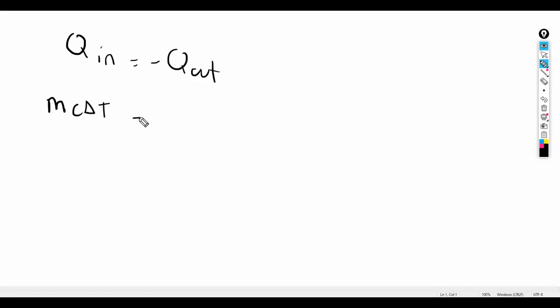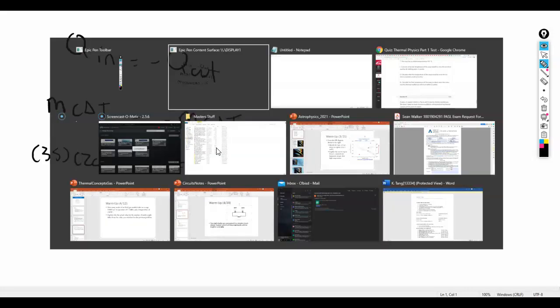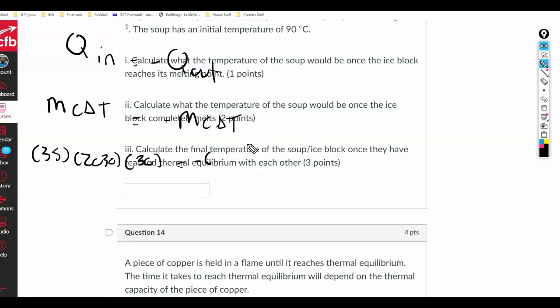And what happens to the soup is also just a simple temperature change. So we have 35 times 2030 times, let's see, it started at negative 30 degrees Celsius and its melting point is 0 degrees, so that delta T would be 30. And then on the right side, we have the soup. We have a mass of, I think it's 3,000. Let me just check.